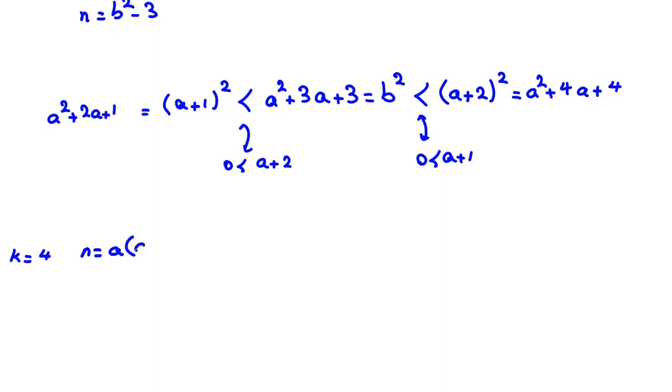N is a times a plus 4. After that, we will solve for general K. N is b squared minus 4. So a times a plus 4 equals b squared minus 4.